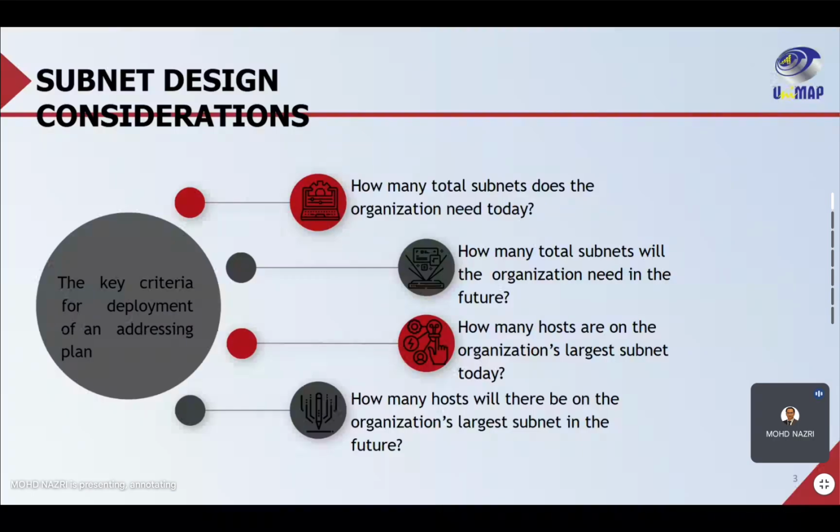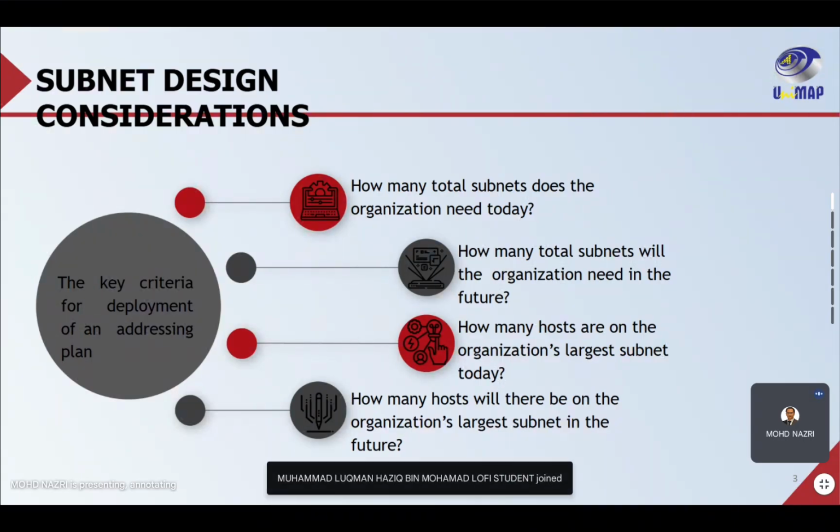So basically, the criteria for deploying an address plan. Let's say you work in TM, or maybe you work in a provider company, like maybe Amazon, cloud, time.com, Maxis. This one is basic for the network engineer. Network engineer is general, which means either you are network security, or network planning, and so on. You need to know this one.